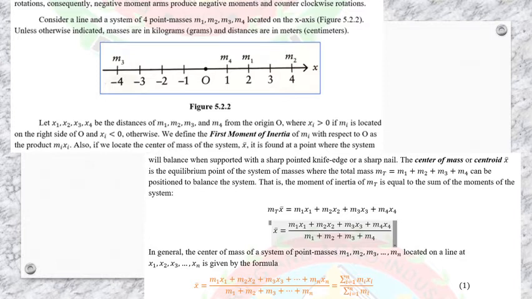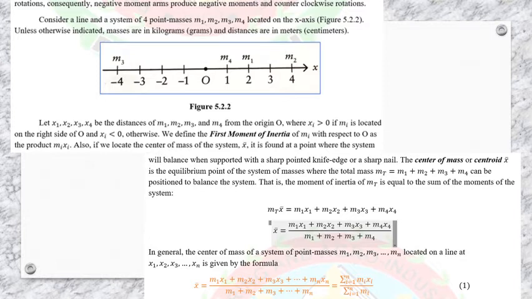The center of mass or centroid x bar is the equilibrium point of the system of masses where the total mass m sub t, or total mass equals m sub 1 plus m sub 2 plus m sub 3 plus m sub 4, can be positioned to balance the system.